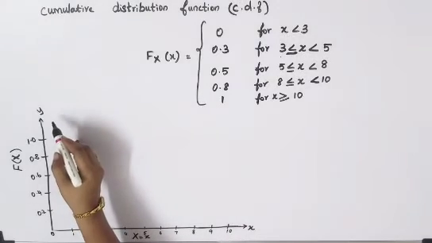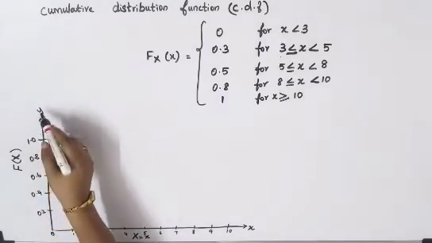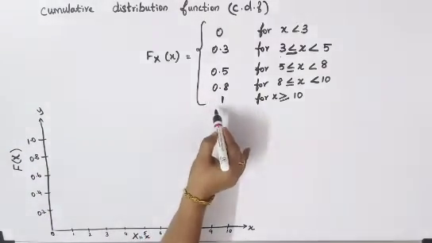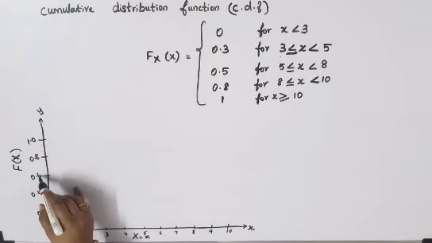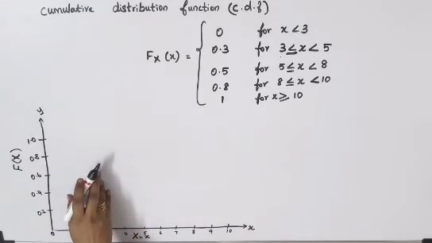They have asked you to plot the CDF in your graph. So for plotting, on your x-axis, capital X equals small x, write the values from 1 to 10. And on your y-axis it is capital F of x. Your values are in decimal points, so I have given the decimal values: 0.2, 0.4, 0.6, 0.8 and 1.0. Now we'll go to the plotting.